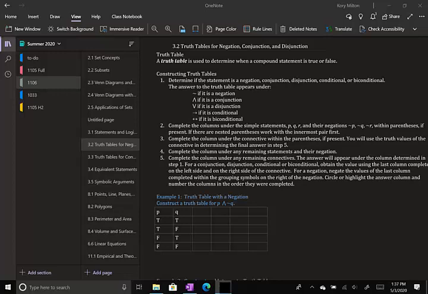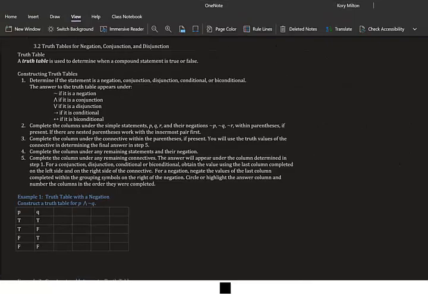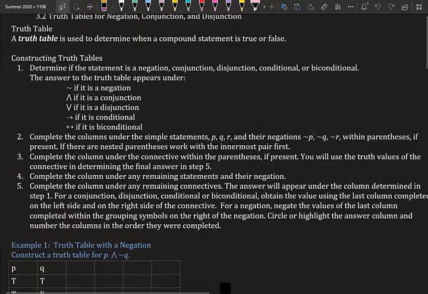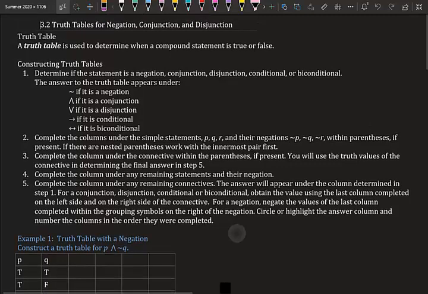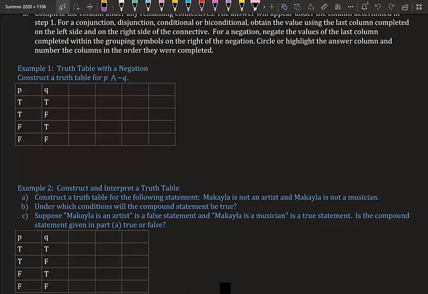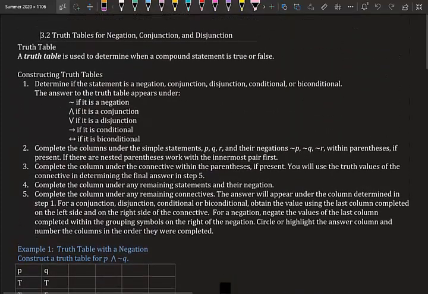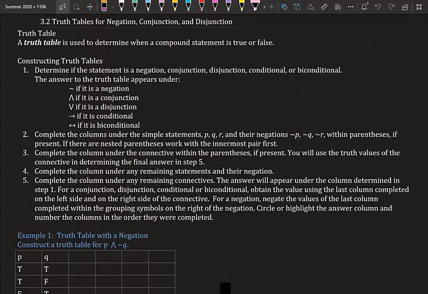All right, 3.2 truth tables for negation, conjunction, and disjunction. If you have not done your homework for 3.1 yet, please stop this video and do your homework for 3.1. 3.1 is used all throughout 3.2, and I just want to make sure you fully understand it before you jump into 3.2. So we're talking about truth tables. That little diagram that you see, those are called truth tables. So what the heck are truth tables?